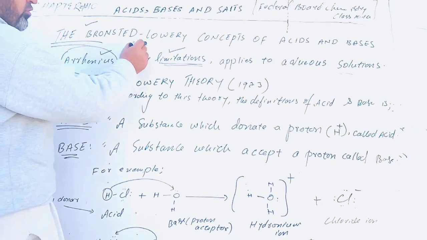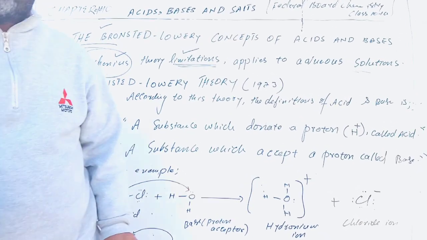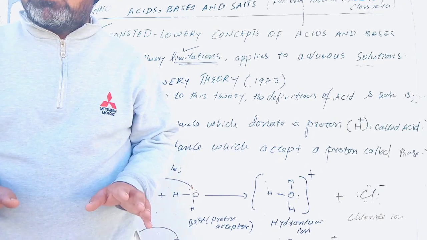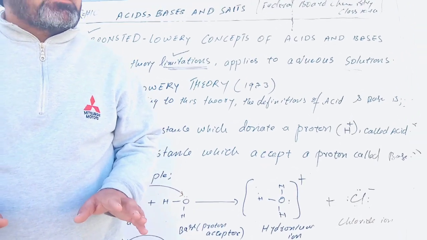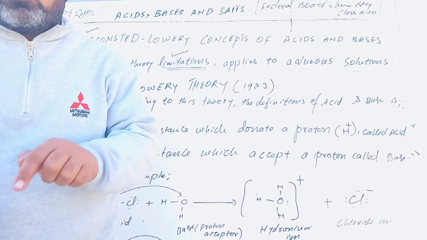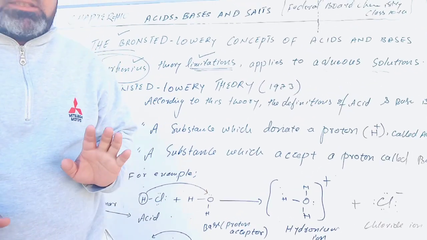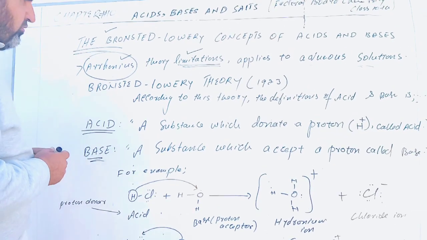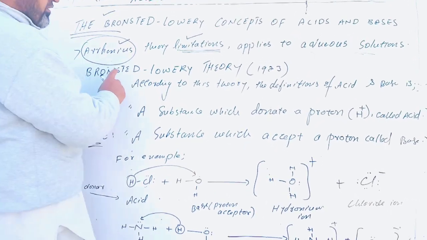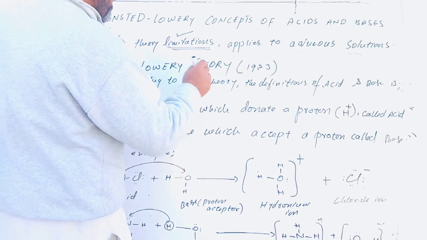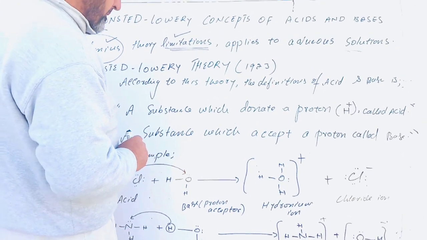The Bronsted-Lowry concept of acids and bases. Now we will discuss the Bronsted-Lowry concept of acids and bases. Bronsted and Lowry proposed this theory in 1923.